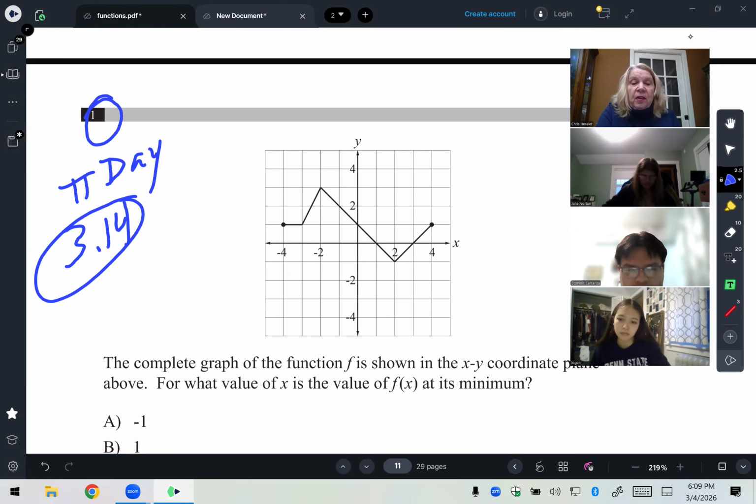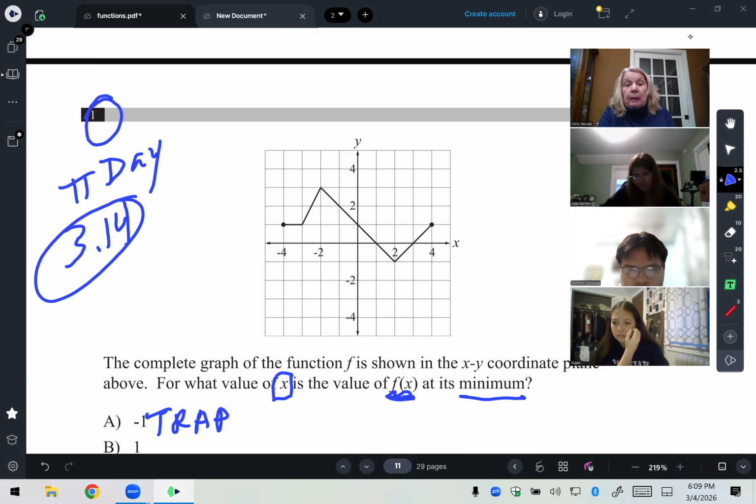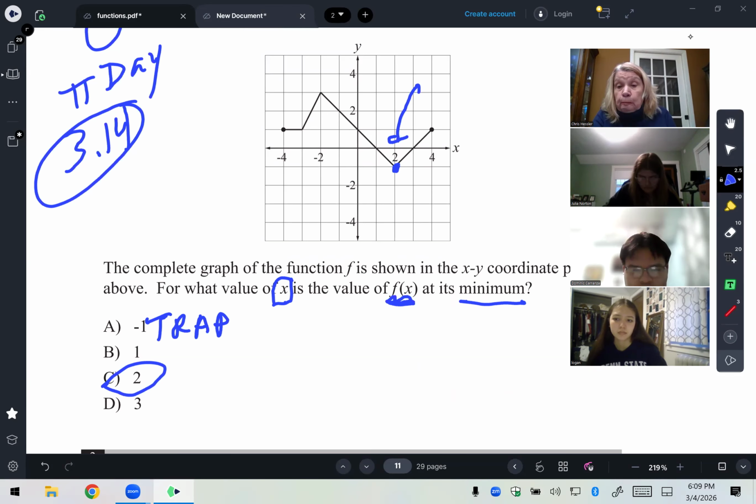So the complete graph of the function f is shown in the xy coordinate plane above. For what value of x is f of x at its minimum? But see, we want x. So does everybody see how A could be a trap answer? They always like to put the trap answers in A because you would think, oh, it's -1. That's the lowest point. But we want the value of x, which is actually going to be 2. Does everybody see how they were trying to trick you? They're nasty.